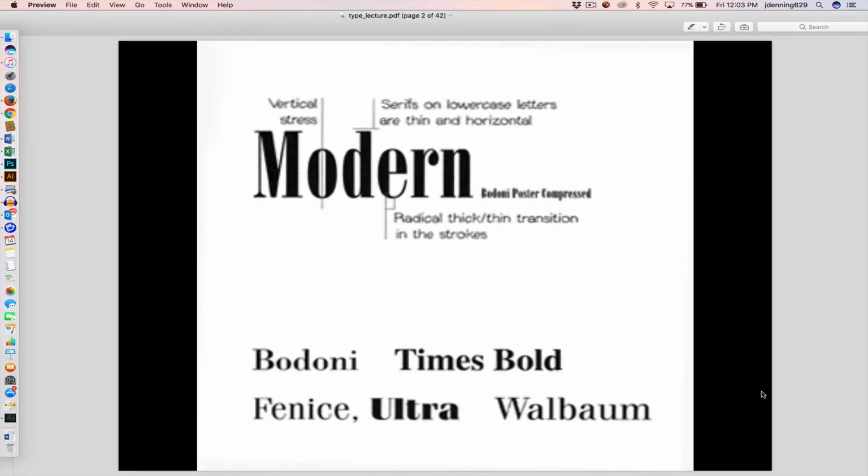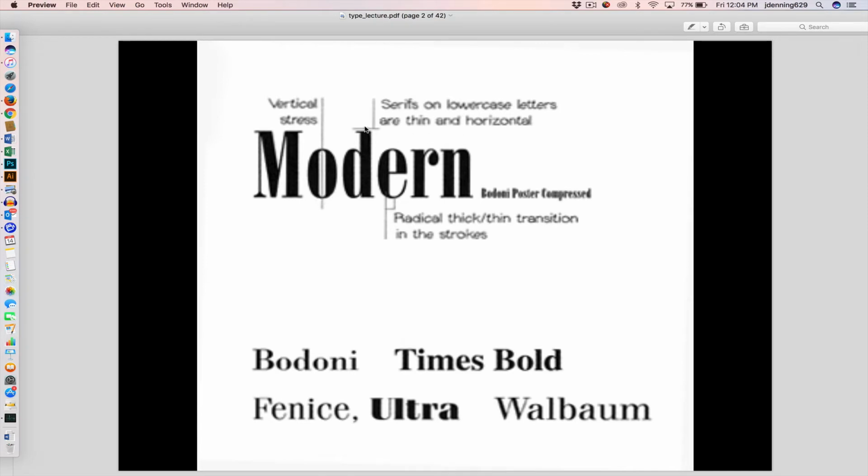Modern fonts are serifs or type families that were introduced in the 18th century and early 19th century. And they're kind of mimicking the mechanical inventions that were occurring at that time. Most of them, Bodoni, Times Bold, Ultra, Walbaum, have cold, almost elegant, striking appearances. They have very strong vertical stresses, very extreme thick-thin transitions. So look at this O here. You have the tiny line and then the real thick line.